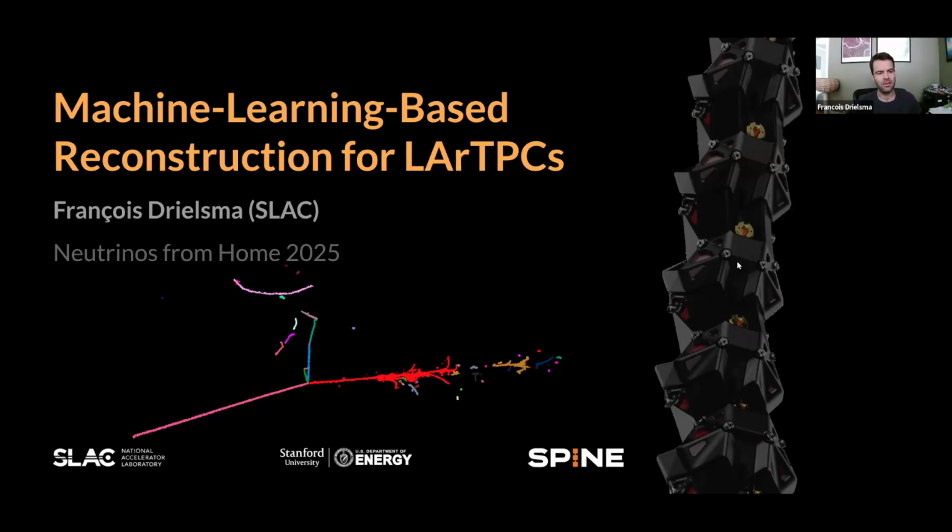What I'm going to be talking about today is a machine learning-based reconstruction for liquid argon time projection chambers. I was told by the organizers that the audience is quite varied, including Pheno and theory people. And so I'll start by giving a brief introduction and motivation for why this is important.